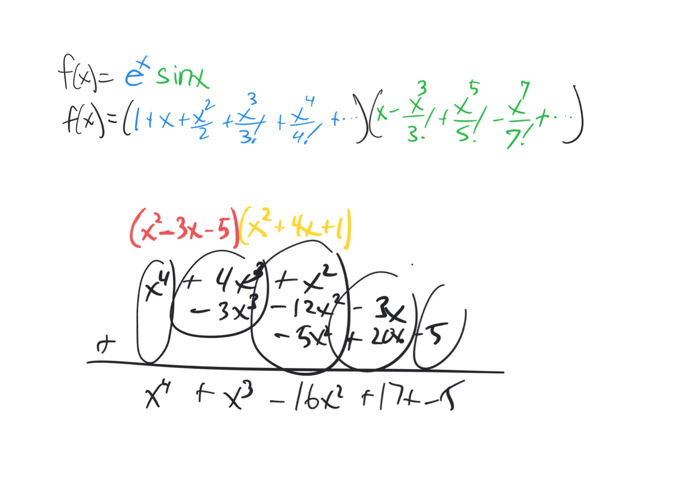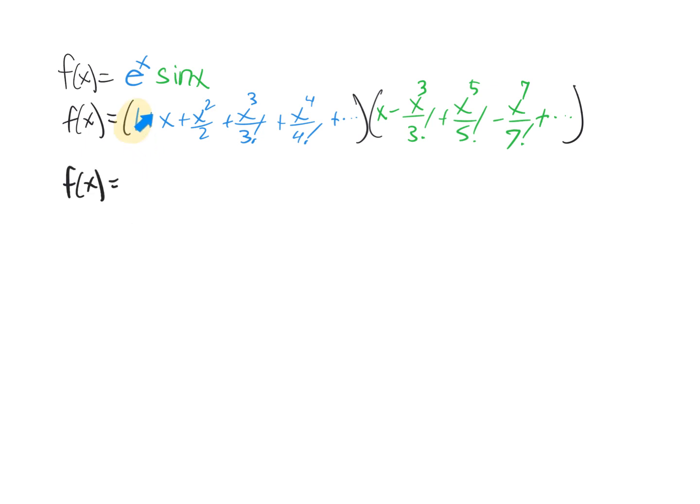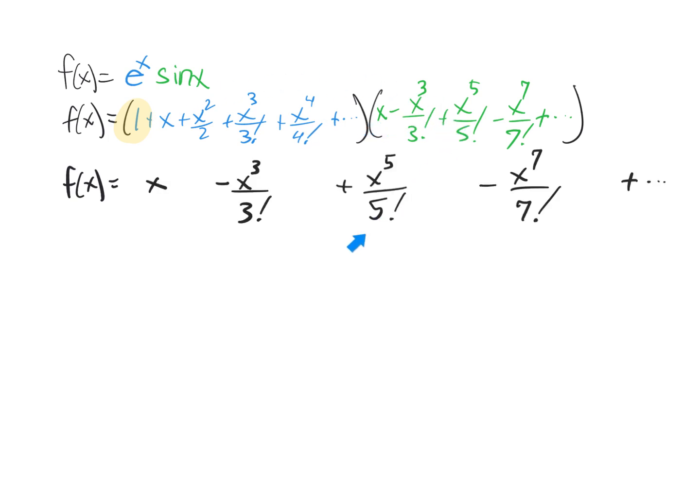Keep watching. All right, 1 multiplied by all the green terms. It's just all the green terms. Now you'll see in a second why I spaced them out. All right, let's do the next one. x multiplied by all the green terms. Well, what is x times the first green term? It's x squared, which we didn't have a column for.